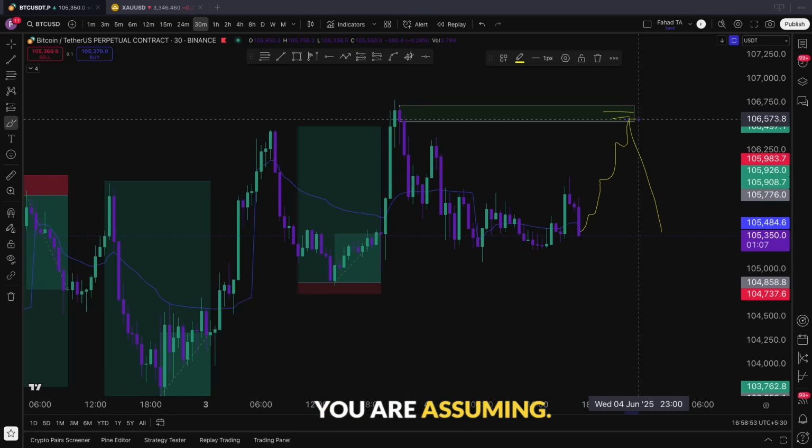But that is what you are assuming. There is no logic to back it up. I mean, yeah, you can say price action and reversals and whatnot, but there is no strong logic that can back it up. There is no data. You are just trading on the basis of assumptions.